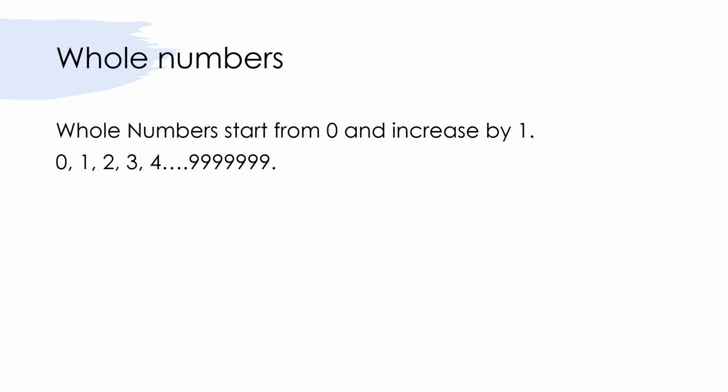First, what are whole numbers? Whole numbers start from 0 and increase by 1. So 0, 1, 2, 3, 4 and as far as you can count, that is a whole number. We already learned that natural numbers start from 1 and go all the way up to as far as you can count.